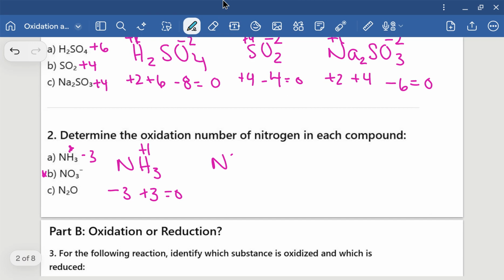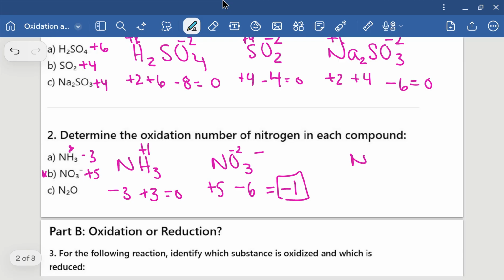Now this next one, NO3 negative, we now need our whole thing to add to -1 because our ion has a charge. So oxygen is still -2. There are 3 of them, so -6 in total. Nitrogen in this case would have to be +5 because we want our whole compound to add to -1. So then we have +5.